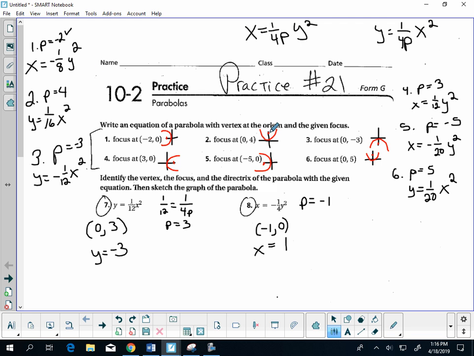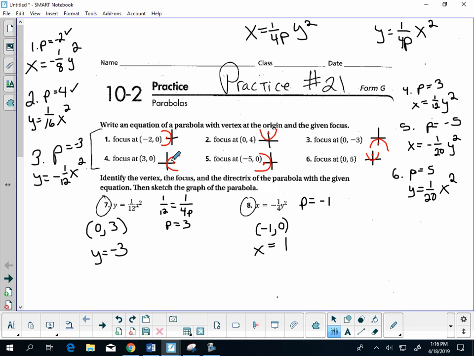On number 2, my focus is 0, 4. It's going to be opening upward. P is 4. 1 over 4 times 4 is 1 over 16, so y equals 1/16 x squared. And I know it's y equals because it's opening upward. On number 3, it's going to be opening downward. And before I even know anything, I know I'm going to have a negative sign in front because it is opening downward. My p-value on number 3 is negative 3. The distance from the vertex to the focus, I'm going down 3 units. So it's 1 over 4 times negative 3. That's where the negative 1/12 comes from. And again, it's y equals because it's up and down.